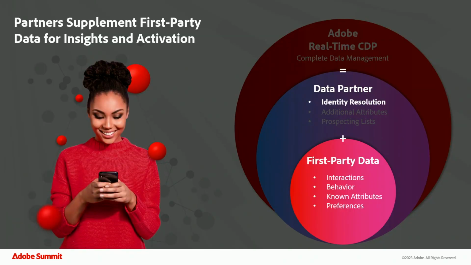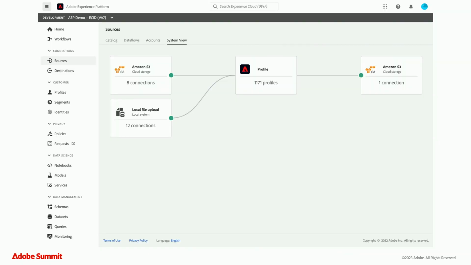Moving forward, I did want to paint a picture and make this a little more tangible in the context of the real-time CDP created by Adobe. What you see here is a screenshot taken from the real-time CDP. On the left-hand side, you see data sources feeding into the real-time CDP. In this instance, the upper one, represented by this Amazon bucket, is where the Epsilon Core ID data is coming from.